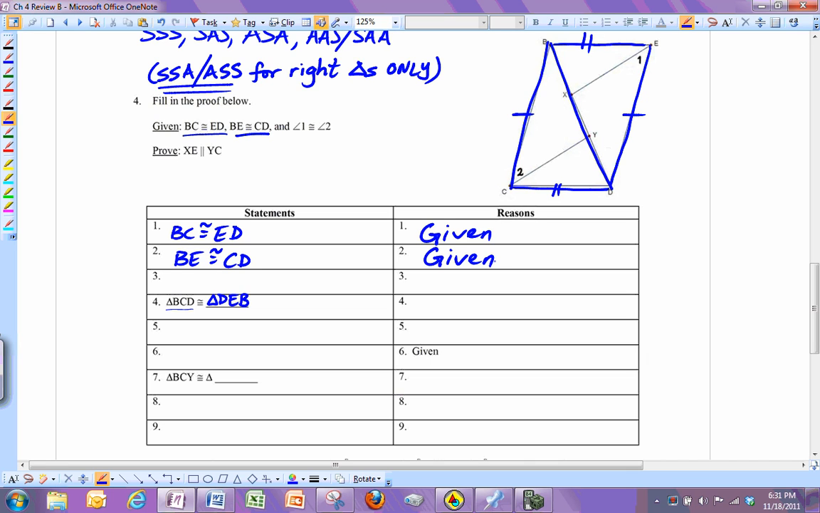Now the one other thing that I could easily match up between these 2 triangles is this big blue side right here, BD. So that has to go with itself. That's reflexive. And if you look at those 2 big blue triangles, I now have side, side, side. Okay, so now the question is, how do I get to step 7?